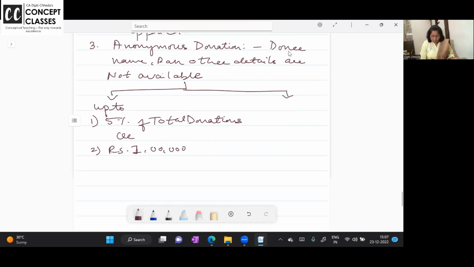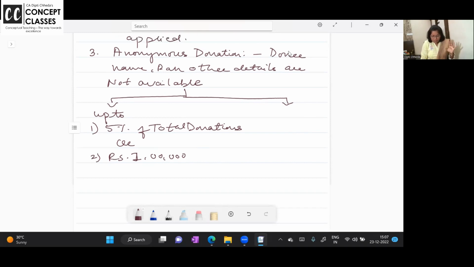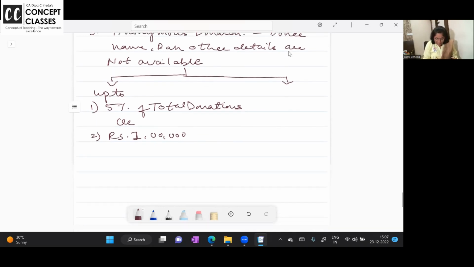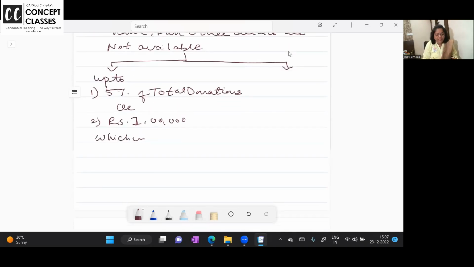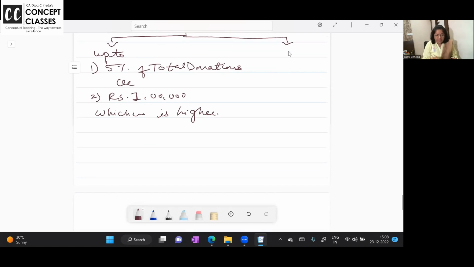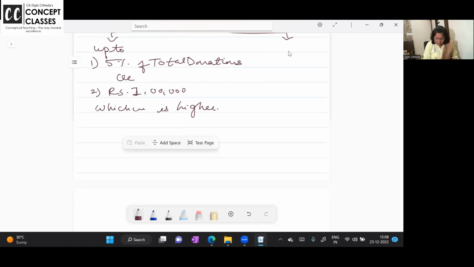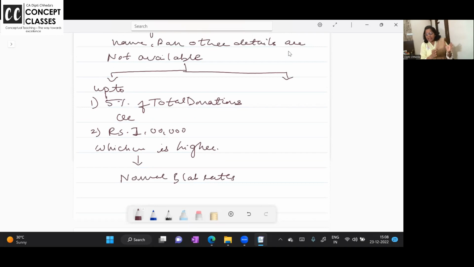Now, up to 5% of total donations or up to 1 lakh, whichever is higher. Whichever is higher. Up to this limit, the donations are taxable at normal slab rates. It's not that, ma'am, up to this limit anonymous donations are exempt. No.